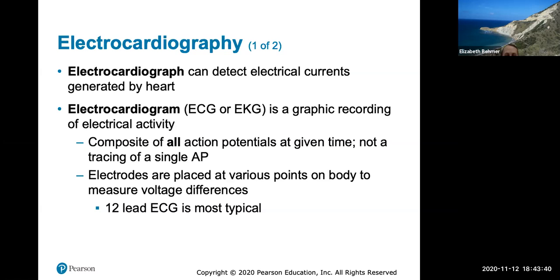Electrocardiography is extremely important in clinical settings. I'm sure you guys will come across it. If not, you already have in your areas of work that you're doing right now.